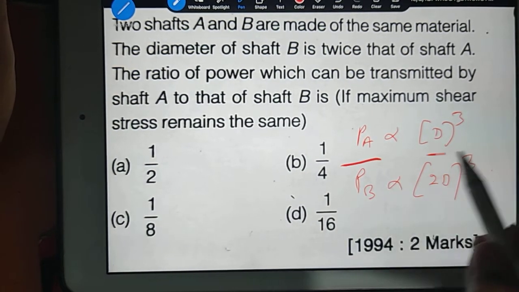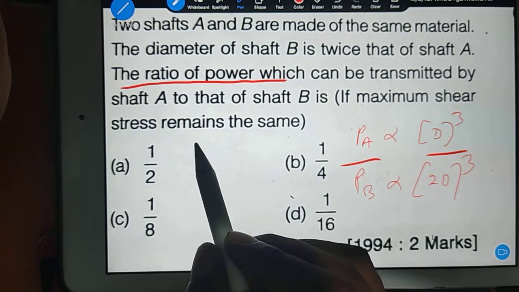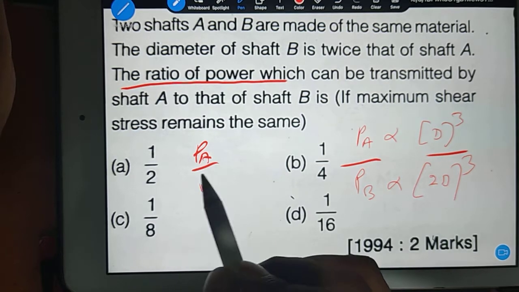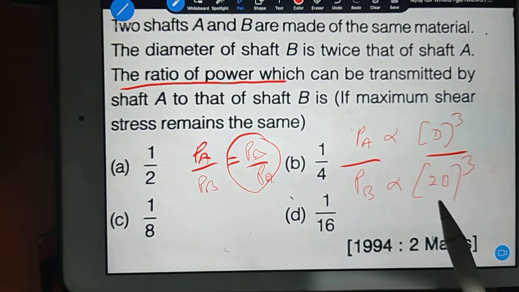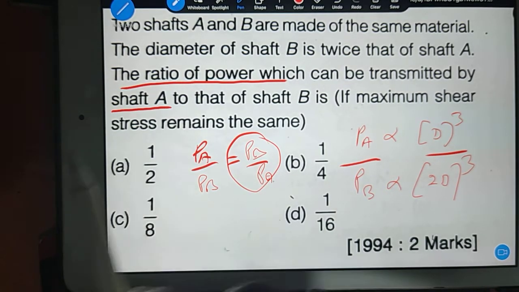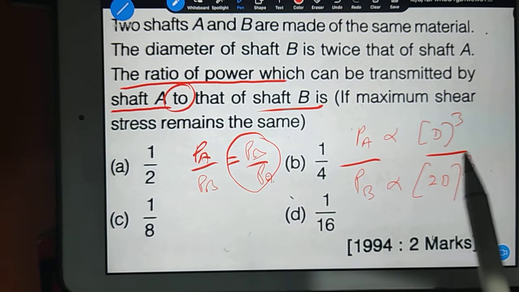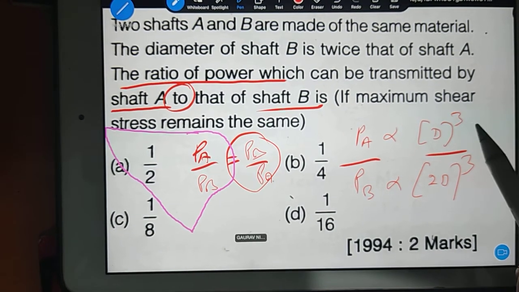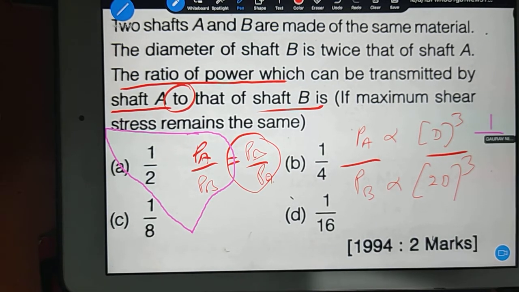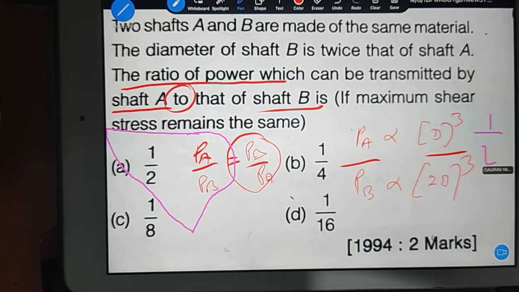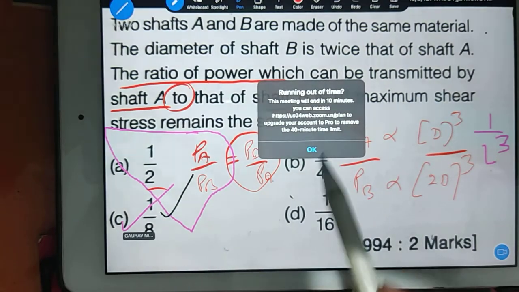Now if you take the ratio of the power, you should not make a mistake. Are they asking PA by PB or PB by PA? Here students may make a mistake. They are asking shaft A to shaft B, which means PA by PB. So you divide here. Which answer will come, guys? Out of these 4 options, which option is correct? Yes, 1 by 8 will be the correct option.